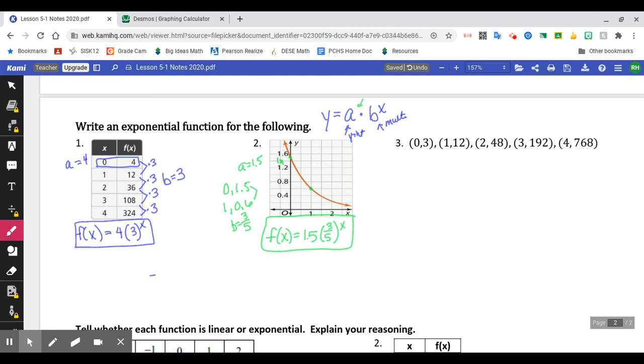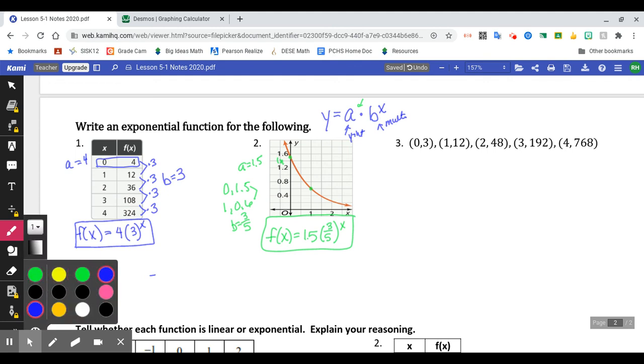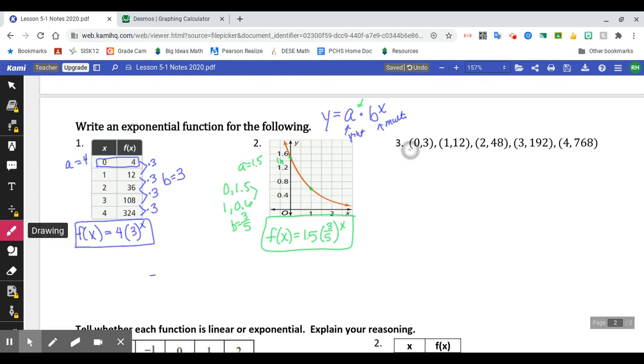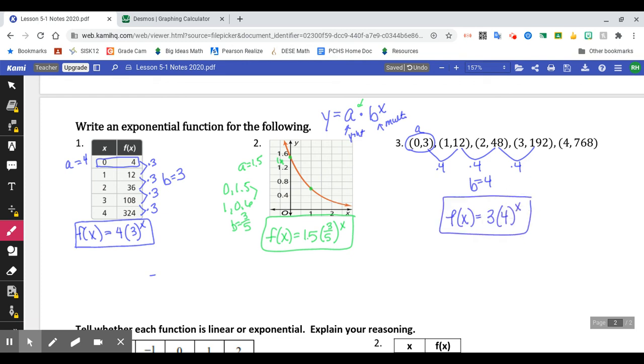All right, last one over here. We're getting there. Here's my y-intercept right here. This is my a value. And then if you look again, we're going from 3 to 12, from 12 to 48, from 48 to 192. So we're multiplying by 4 each time. So that would be my b value. B equals 4. So I've got f of x equals 3 times 4 to the x. A is your intercept. B is what you're multiplying by.